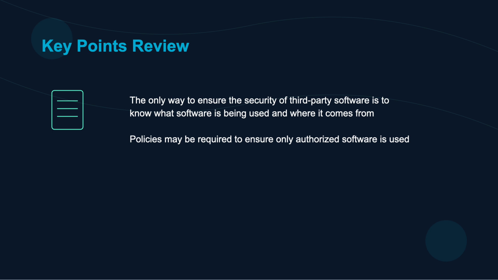Key points review. The only way to ensure the security of third-party software is to test it. That is, know what software you're using, where it comes from, and make sure that we only use authorized software that we've been able to test and ensure its security and reliability.